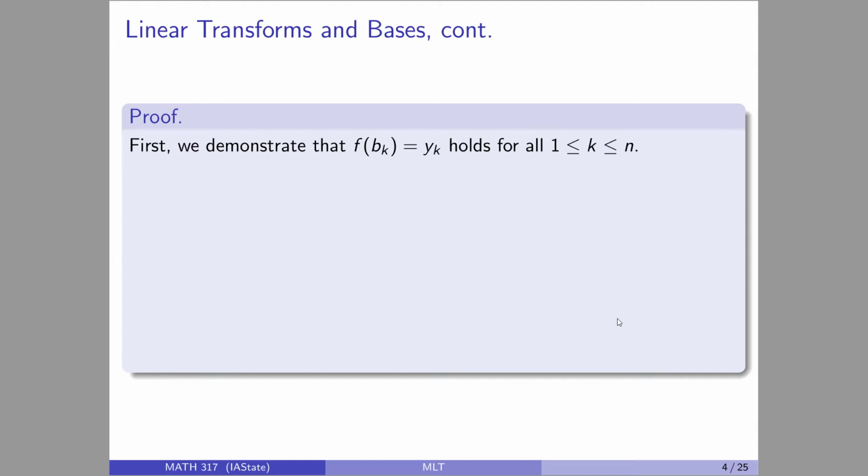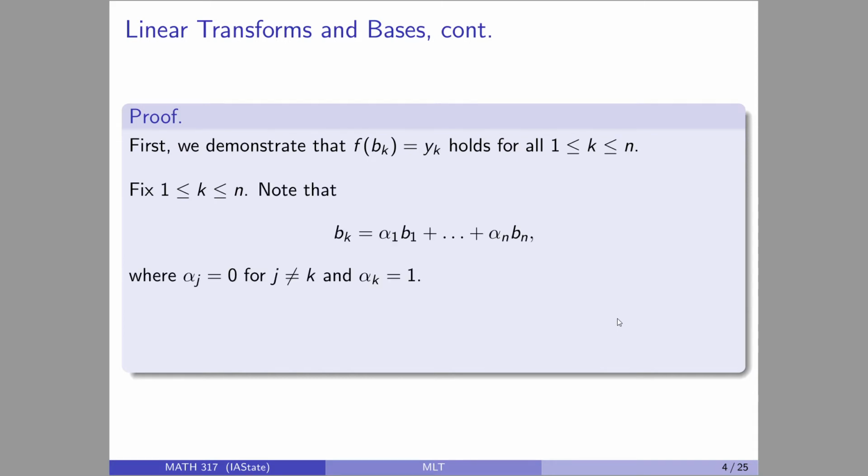Okay, so first we'll verify that it sends the basis elements to where we want them to go. Fix a k. Then we can write the basis element as a linear combo of the basis elements where all the scalars are 0 except for the k spot where it's 1. And what does my function do? If you feed it a linear combo like this, it spits out the linear combo and replaces the basis elements with these selected outputs y1 to yn. Well, all the scalars are 0 except at k when it's 1, so that will just give me yk. So, boom. That's easy.